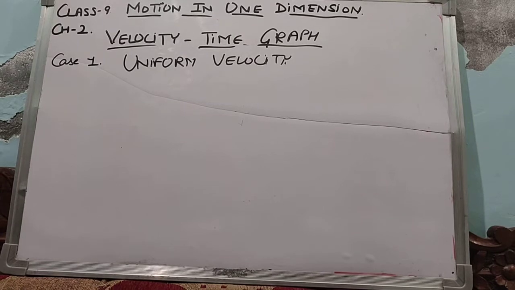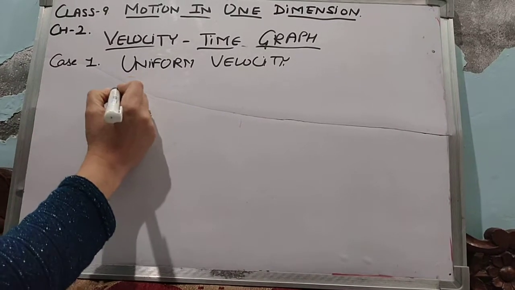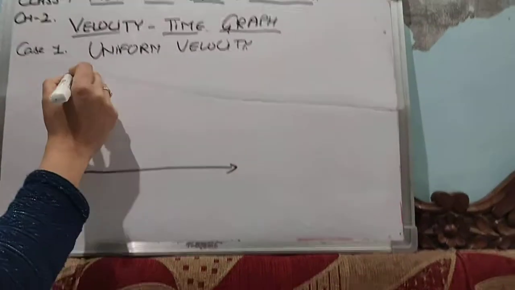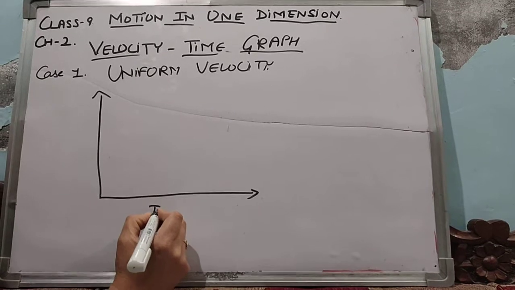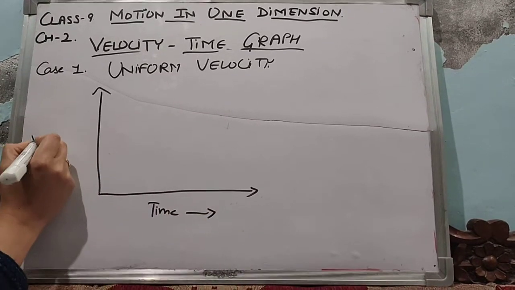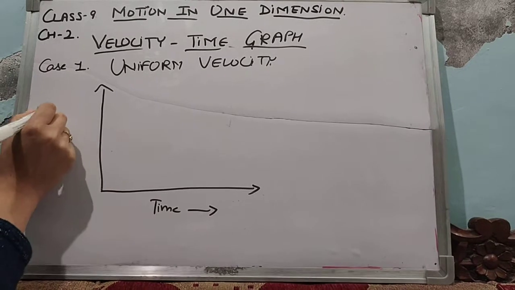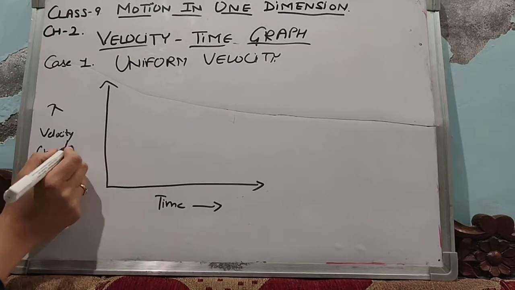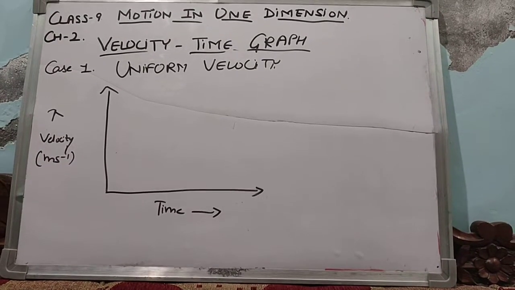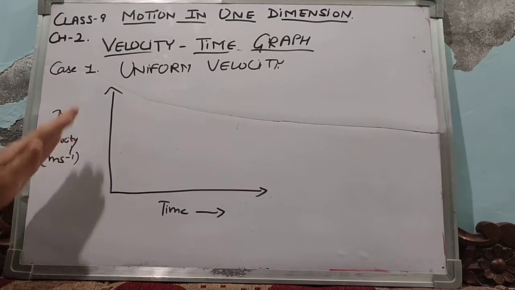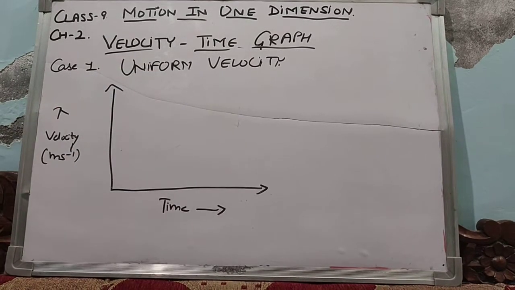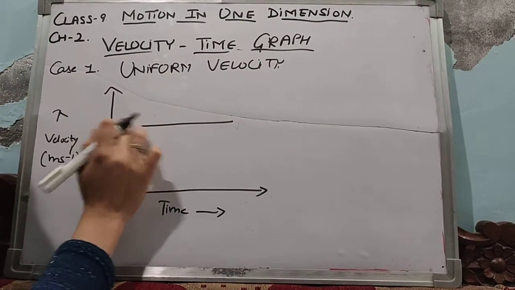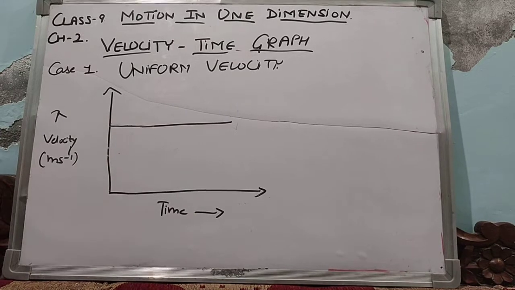Now what will be the nature of a graph for uniform velocity? So you can see here I am plotting this VT graph. I've already told you that time axis we take along x-axis and velocity is taken along y-axis. And we know unit for representing velocity is meter per second. So always remember, when we have to plot velocity time graph for a uniform velocity, it always comes out to be a straight line parallel to time axis.